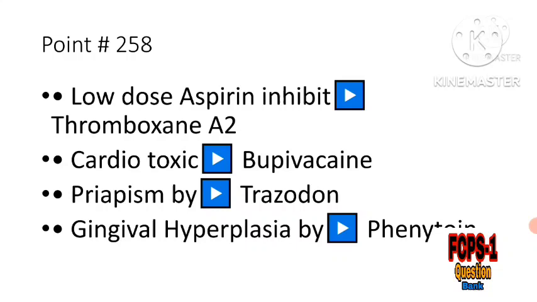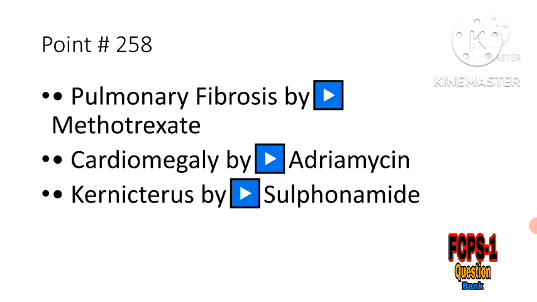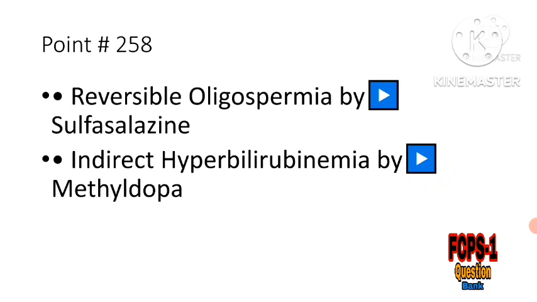Bupivacaine is cardiotoxic, and priapism is caused by trazodone. And gingival hyperplasia is a side effect of phenytoin, an anti-seizure drug. Pulmonary fibrosis is caused by methotrexate, cardiomegaly is caused by adriamycin, and kernicterus is caused by sulfonamide. Reversible oligospermia is caused by sulfasalazine, and indirect hyperbilirubinemia is caused by methyldopa.